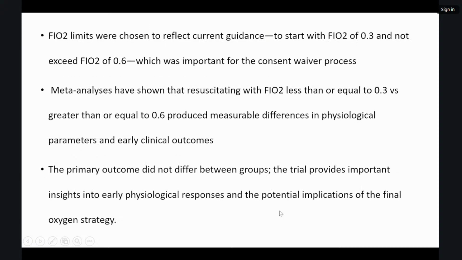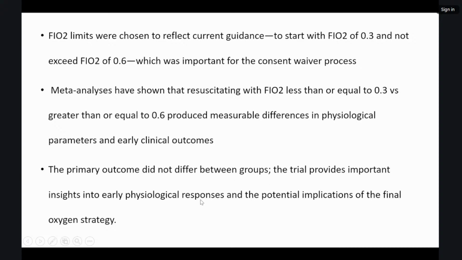So the separation was not large enough, and the FiO2 limits were chosen to reflect current guidance: start with FiO2 of 30% and not exceed 60%, which is important for the consent waiver process. And meta-analyses have shown that restricting FiO2 to less than or equal to 30% or more than or equal to 60% produces measurable differences in physiological parameters and clinical outcomes. So the primary outcome did not differ between the two groups.